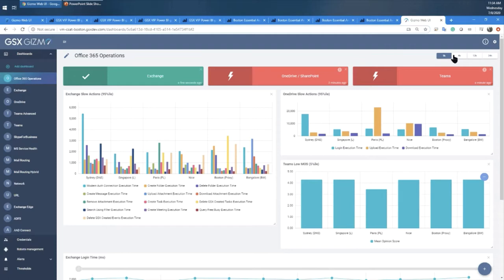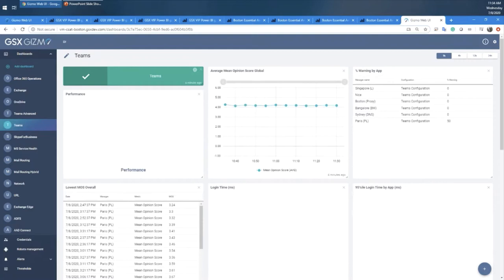Teams voice. Going into Teams voice, we can see the details of call quality, login time, and applicable network metrics.